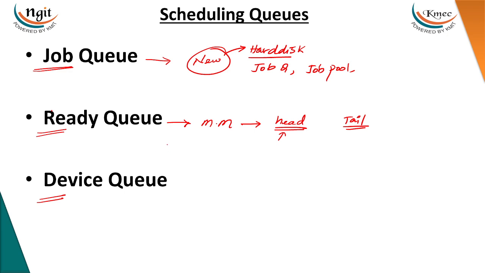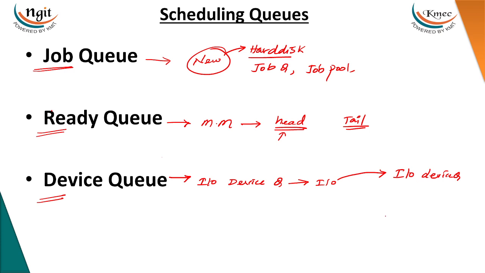Then there is the device queue. Each IO device in the computer system has its own IO device queue. When a process needs some IO, an input or output device, the process is sent from the CPU to that particular IO device queue.